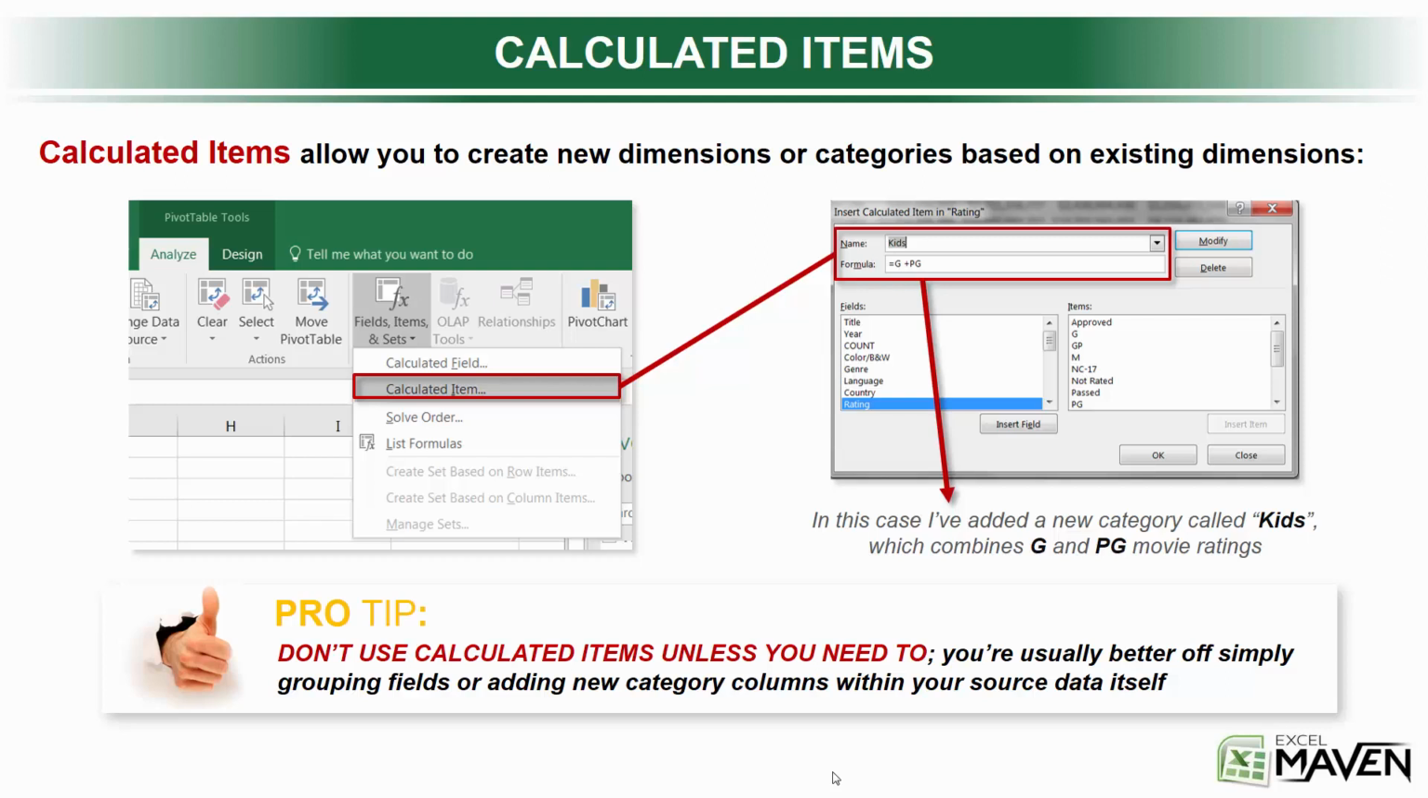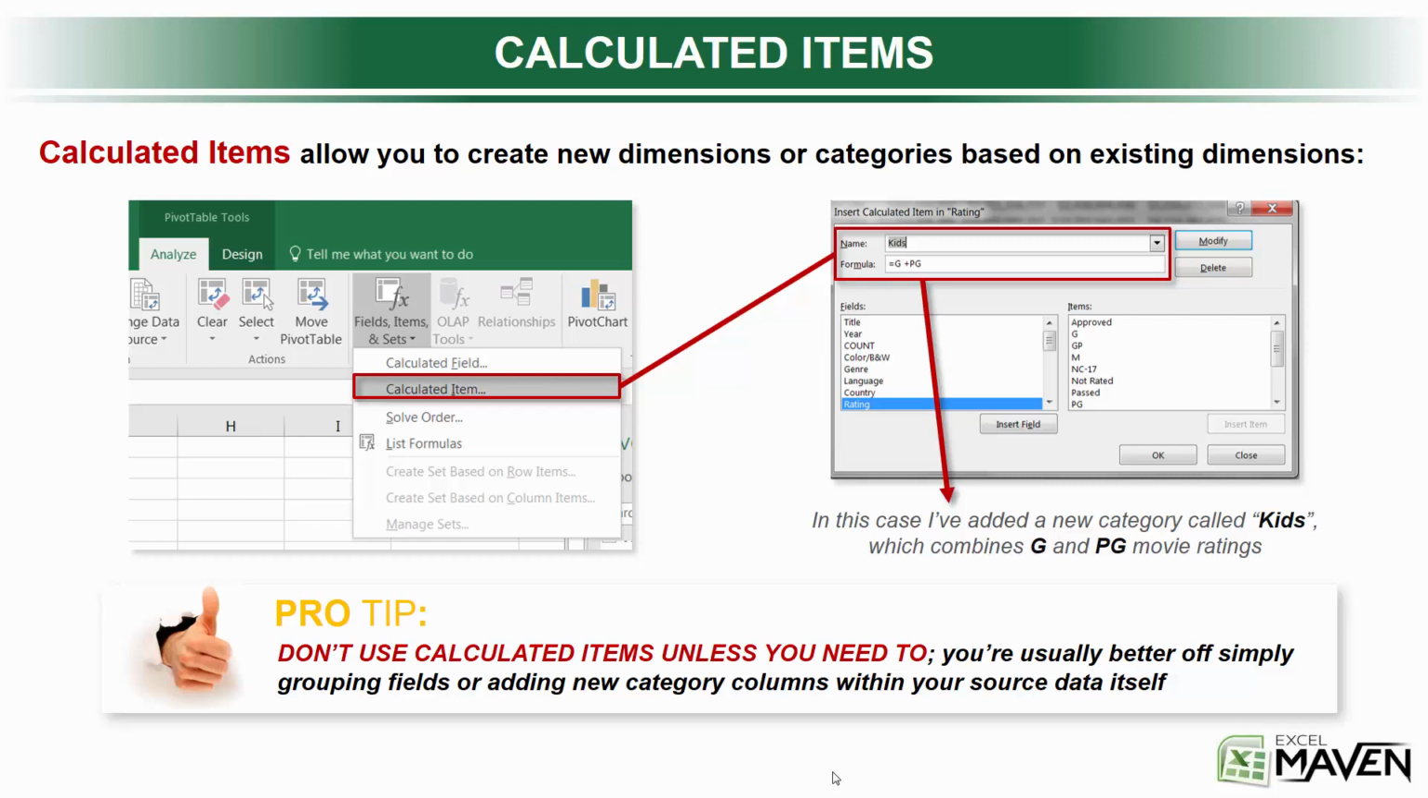99.9% of the time, you're better off simply using the grouping tools that we've already talked about or adding new categories or columns within your source data itself when you're trying to answer questions like this. Honestly, the only reason I'm even including this is just for the sake of being comprehensive and letting you know that this option does exist, but please be cautious when you do use these.